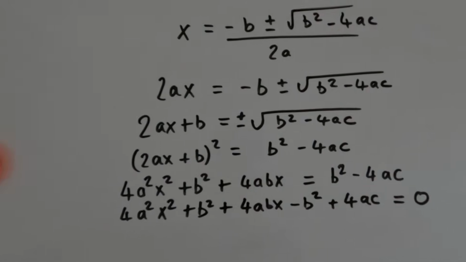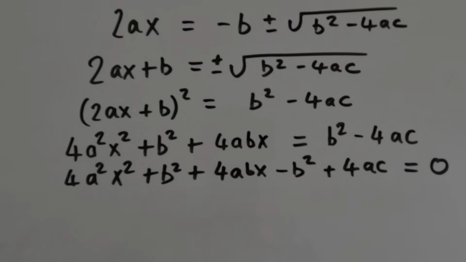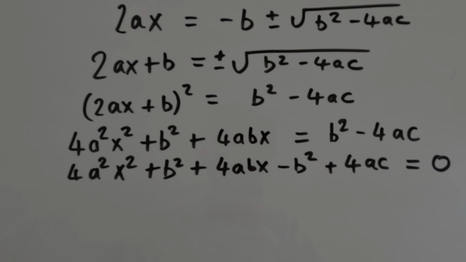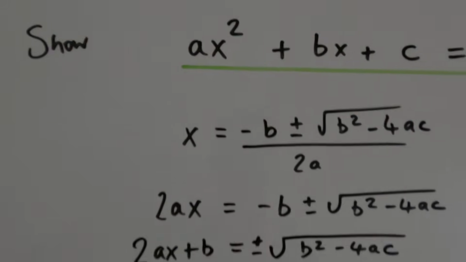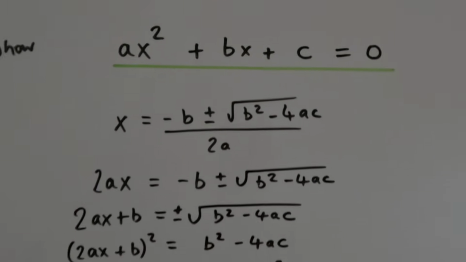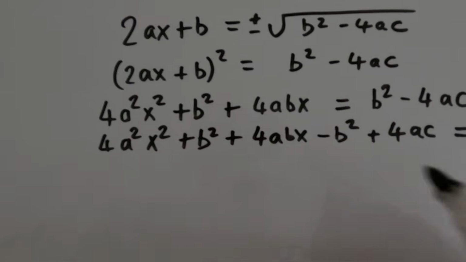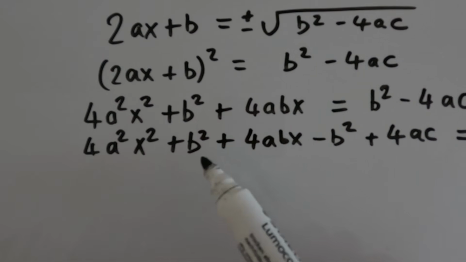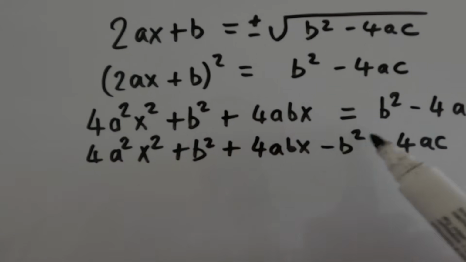So we've now got our 0 on the right, and we've got terms on the left which involve a, x, b, and c, which is exactly what we want. So we just need to tidy all this up. The first thing you'll notice is you've got a plus b squared here, and then you've got a minus b squared here, so they will cancel out.